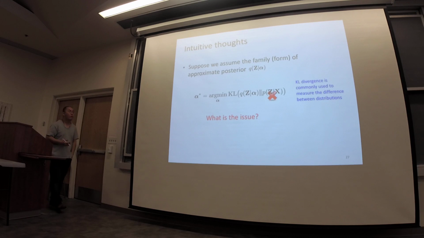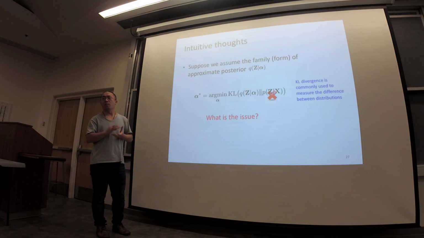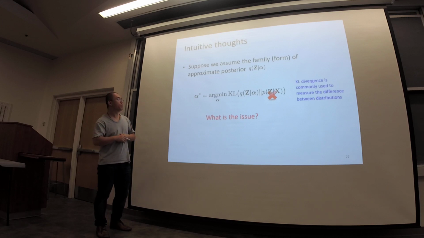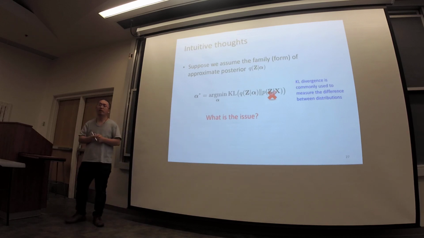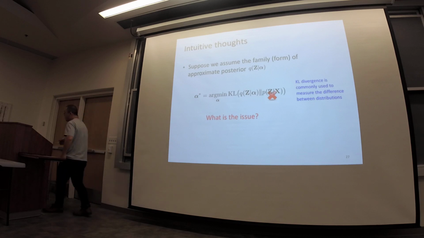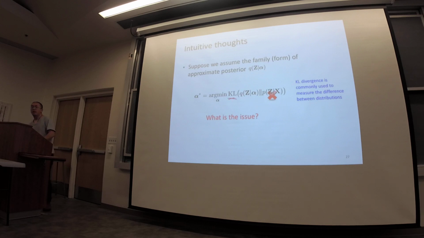Now let us look at how we optimize those parameters for the approximate distribution. Obviously, to optimize something, we need to come up with some objective. So we need some metric that measures how far the approximate posterior is from the true posterior. Then we optimize this measurement to find the one which is closest to the true posterior. One such measure is the KL divergence.